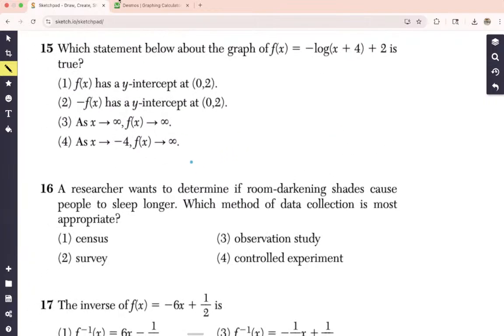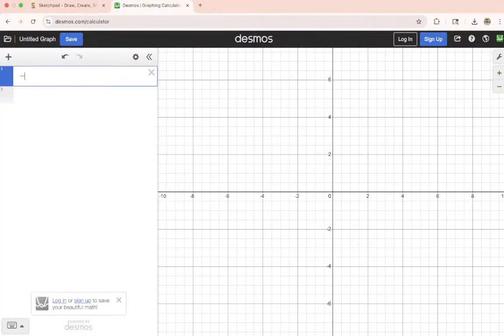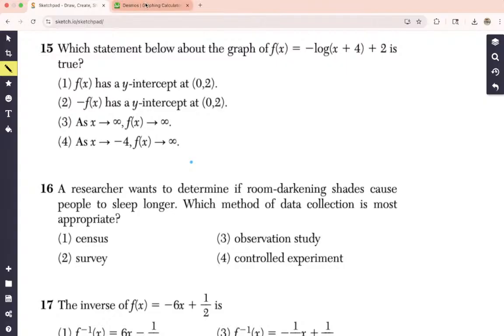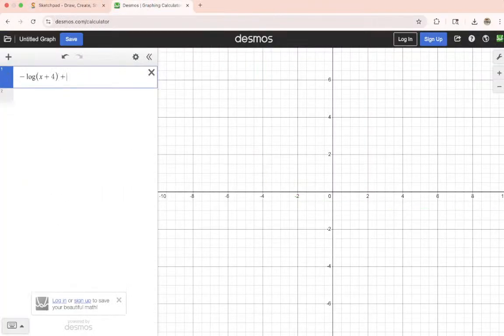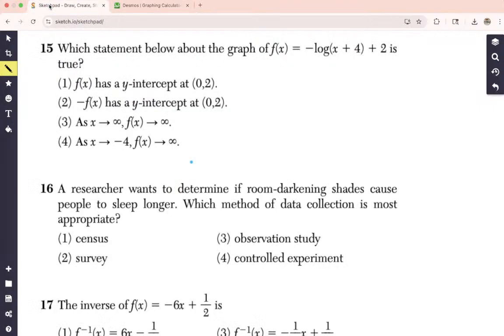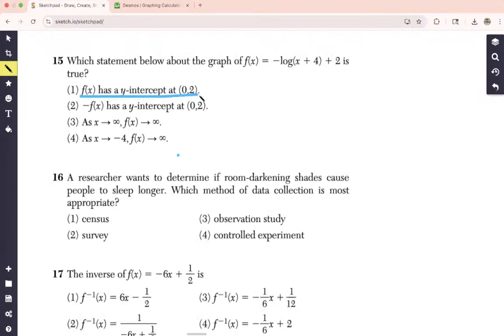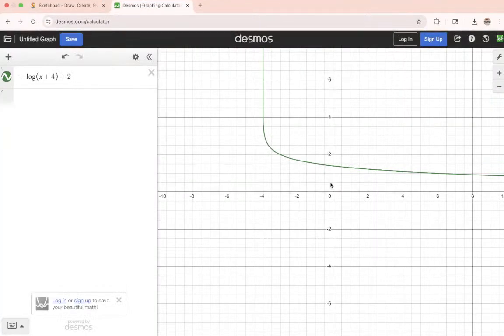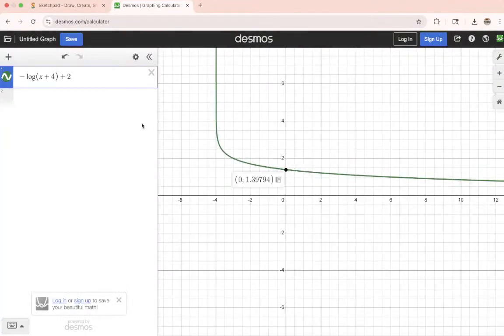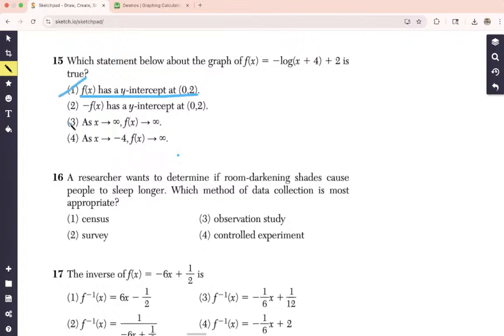These types of questions really just kind of get nerfed because you have your TI-84. Alright, let's see. F of x has a y-intercept at 0, 2. That's not true.